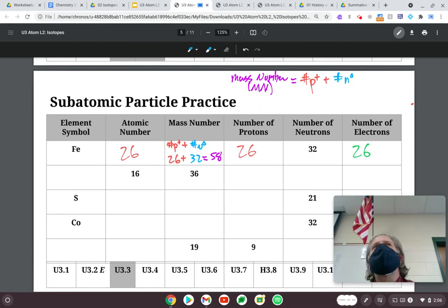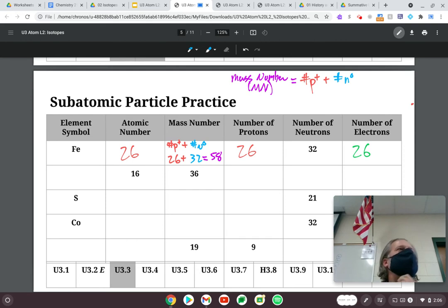Now, in the next row, we don't have any letters at all, so I'm guessing it can't be done. Or can it? What do you think? Can we do it? Yeah, we can. For sure.